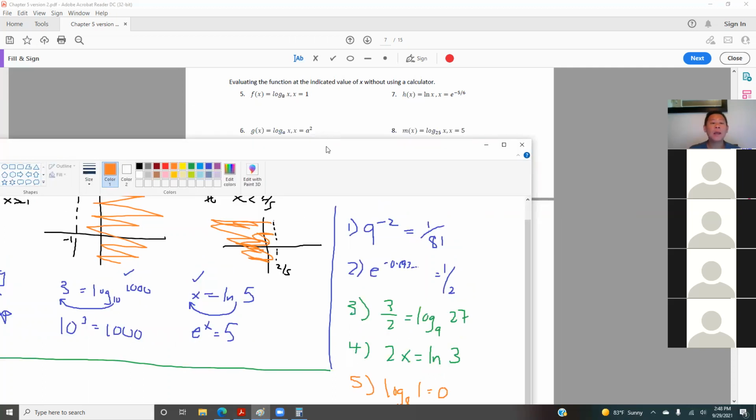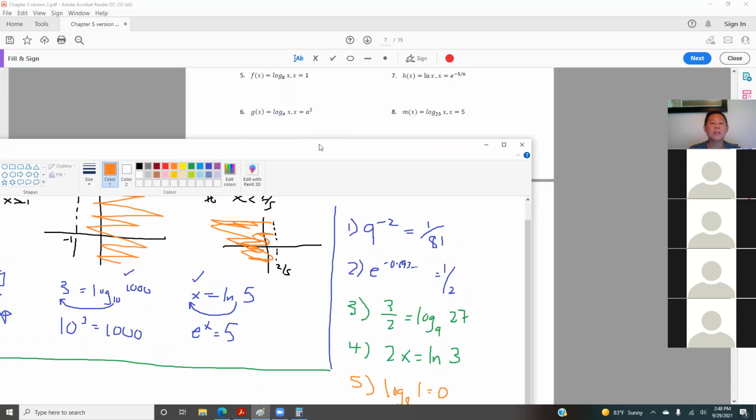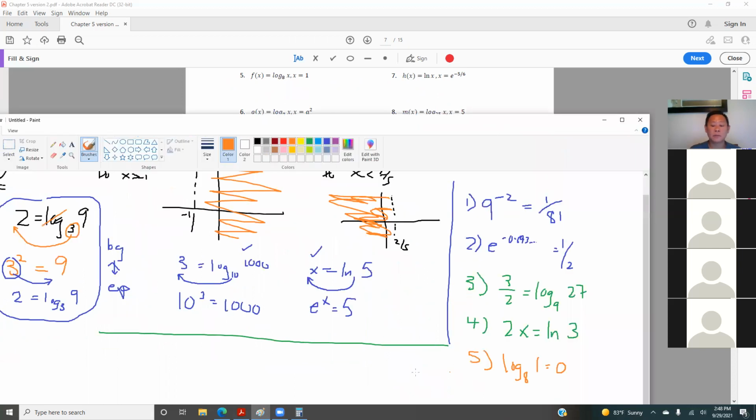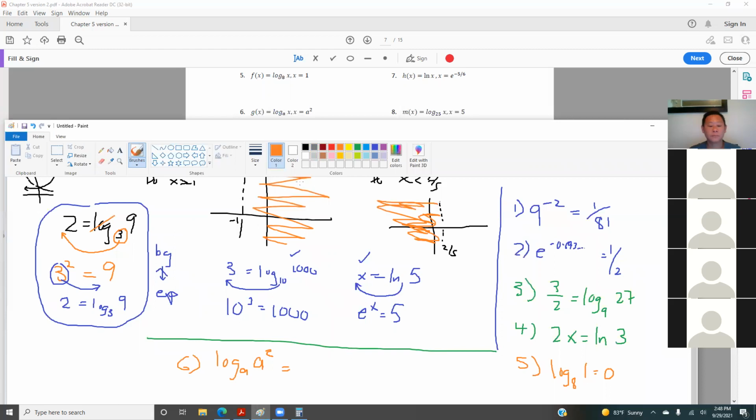Okay. Next, question 6 is log base a of x, where x is a squared. Now I replace x with a squared. So write 6 over here: log base a, and the x becomes a squared. Does anyone know what log base a of a squared is? Just 2, yep. In other words, the log a will cancel each other out.